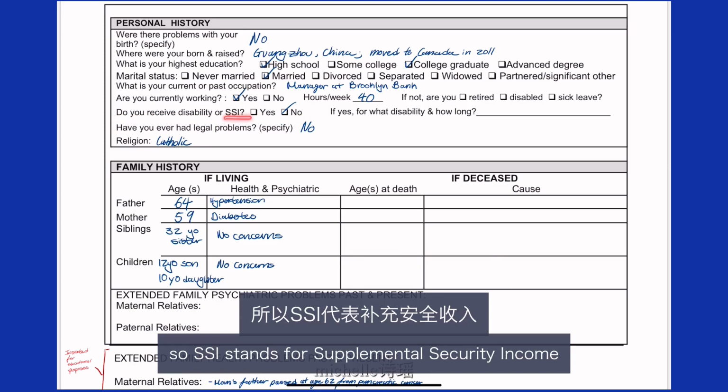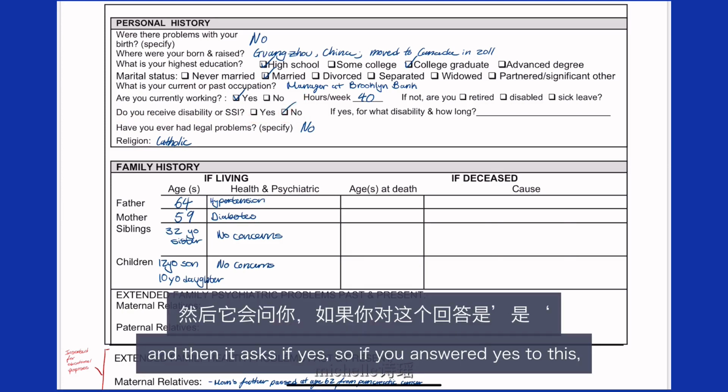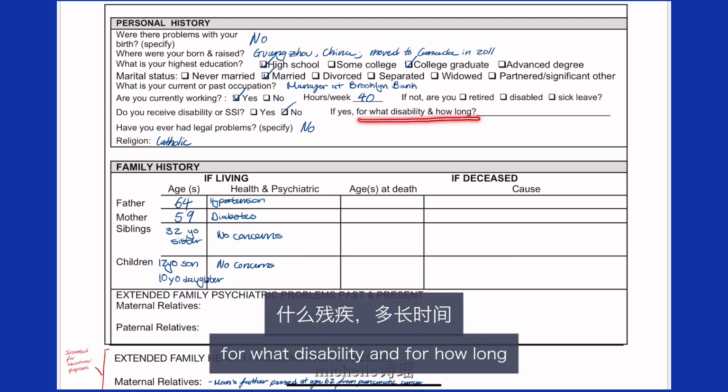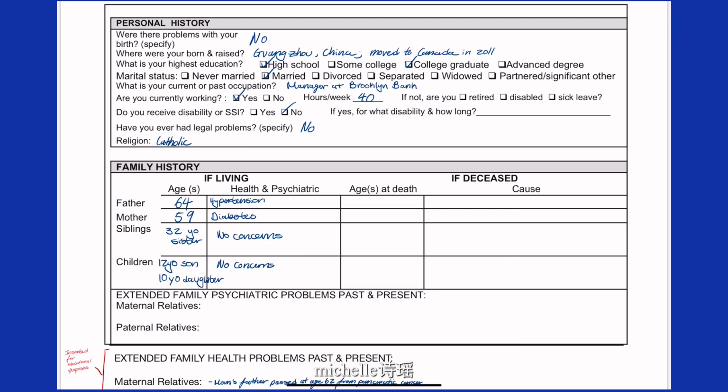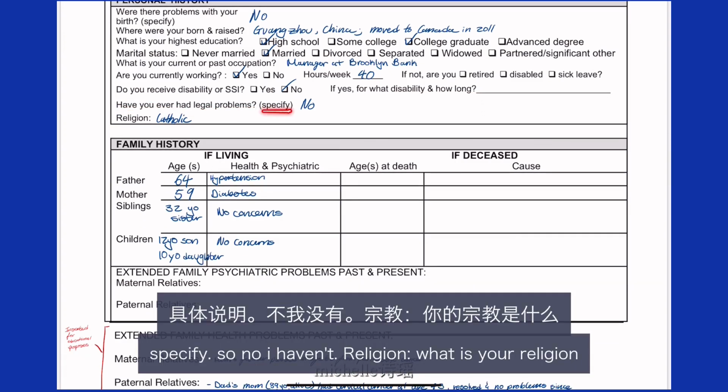So SSI stands for Supplemental Security Income. Yes or no? So I check no. And then it asks, if you answered yes to this, for what disability and for how long? Have you ever had any legal problems? Specify. So no, I haven't.